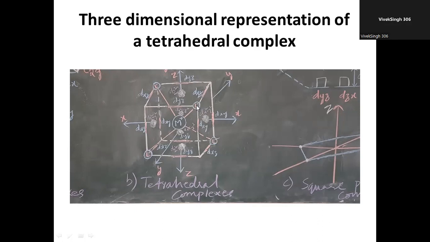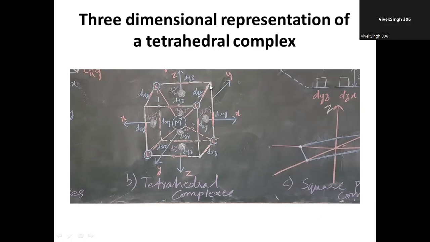Now the ligands are present along the alternate corners. We are able to see that this shaded region is the d-z square orbital, present like this, and this shaded region is d-x square minus y square, present along the x-axis and along the y-axis. They are at the center, very far from the ligands. Whereas the orbitals present in between are along the centers of the edges.